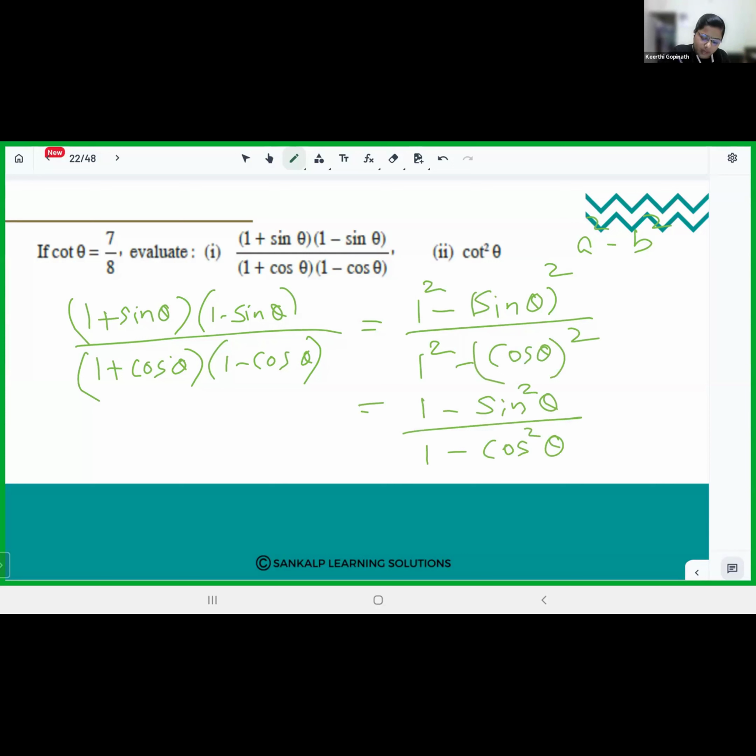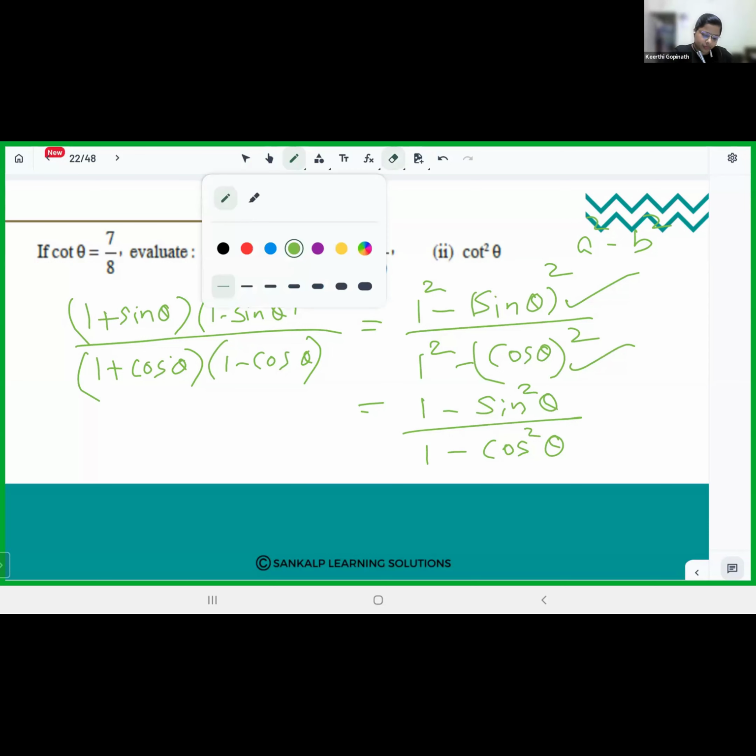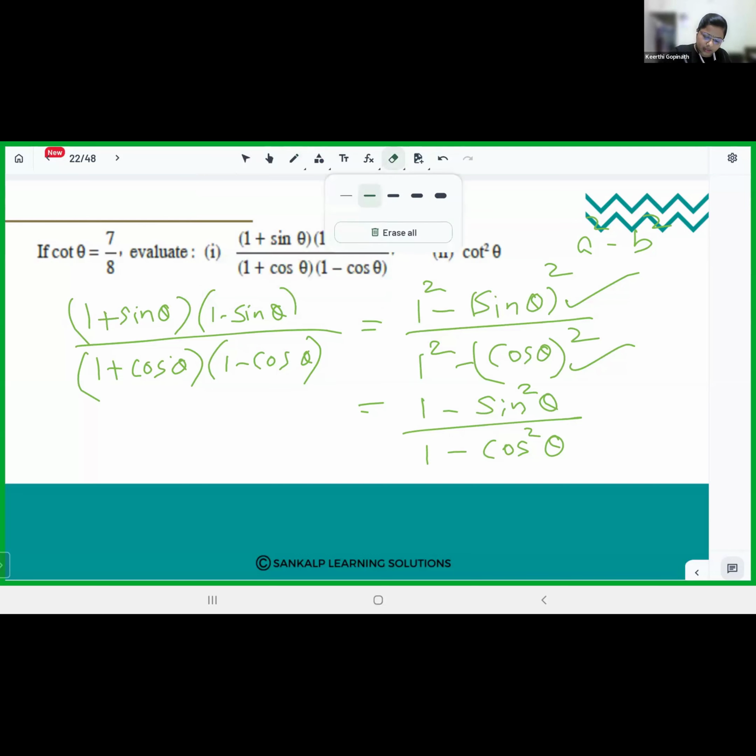Okay, now what do we have to do? We have to find out the value of sine theta and cos theta, isn't it? For that, consider a right angle triangle.